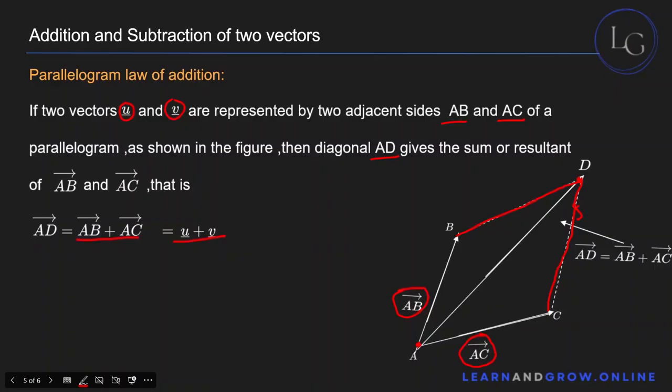You can use both of them, whichever is more suitable or easier for a particular question. Again, if they asked you for the sum in this question, like I told you earlier, you can shift this side AB to the tail of C and draw CD like this, and that gives you the method using the triangle law of addition. But you can also use the parallelogram law of addition. So yeah, that's the addition and subtraction of two vectors.